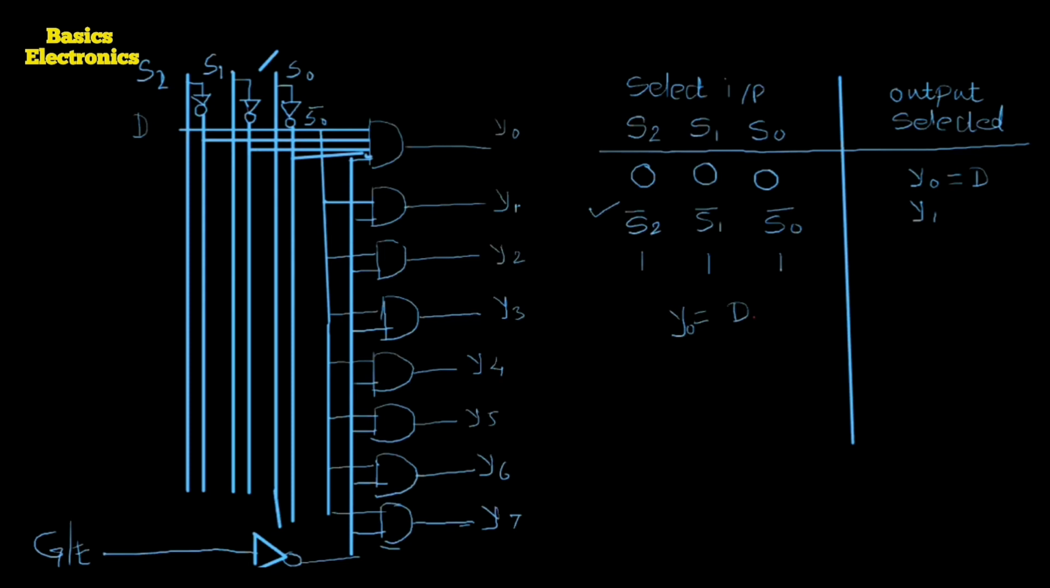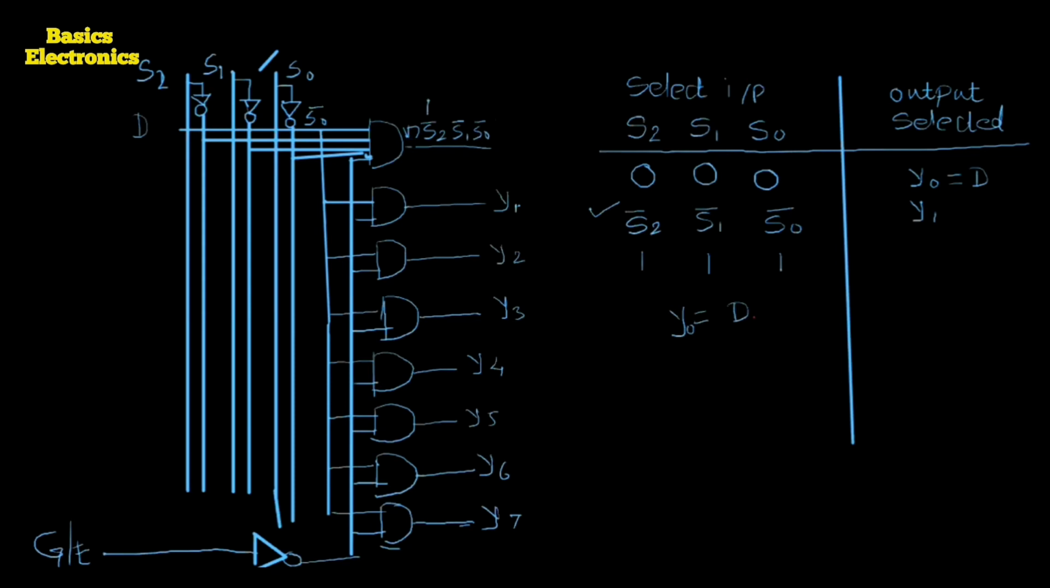I am going to write down at the output of this AND gate. The connections are the data input D, then S2 bar, S1 bar and S0 bar. Now see, if we apply the input as S2 equals 0, S1 equals 0 and S0 equals 0, what do we get?